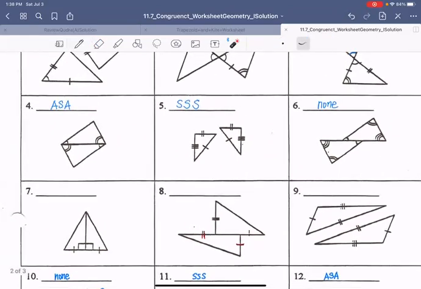Side angle side. That's because of the reflexive property. Okay, this one. None. You were not given enough information, even though the drawing makes these two look like the same, but you cannot see it. So this is not. One more. Side.